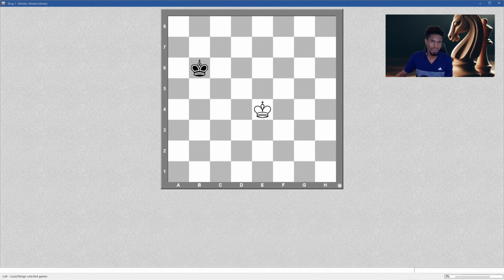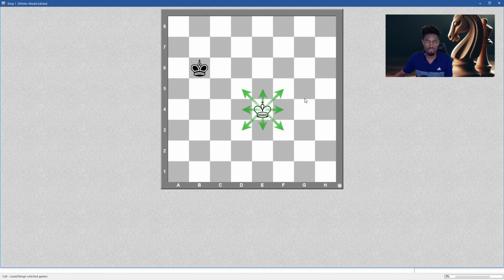The king is the most important piece on the chessboard. It is worth the whole game. The king can move up, it can move down, it could move side to side and in diagonal. Let's check that again. The king could move up, down, side to side, and it can also move in diagonal. Remember that the king can only move one step at a time.